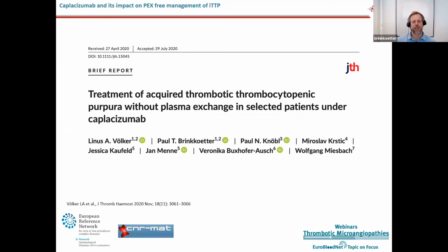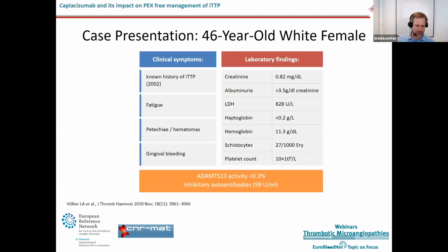In the meantime, 6 additional patients have been treated in Germany and Austria with Caplacizumab and without PEX. And together we published this case series. And I would like to introduce one special case which was very educative for us. We treated a 46-year-old white female patient with a known history of iTTP. Her initial episode dates back to the year 2002, and she was in remission ever since.